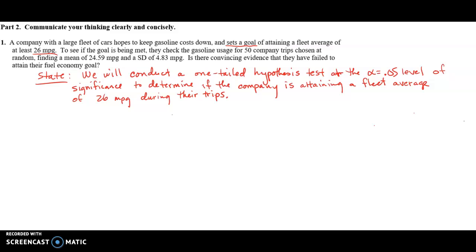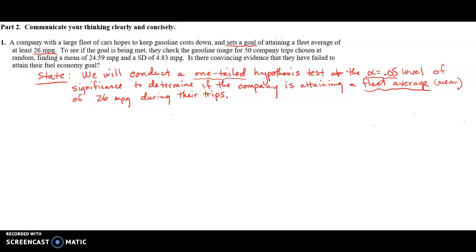All right, so we'll conduct a one-tailed test, and I like to put this detail in there, whether it's one-tailed or two-tailed. You do need to say it at some point. I just usually throw it in this first step. Make sure you specify your alpha level of significance, and then just provide some context. So this says it's a one-tailed hypothesis test at the alpha equals 0.05 level, and we're determining if the fleet average, or in other words, mean, of 26 miles per gallon during their trips is being achieved.